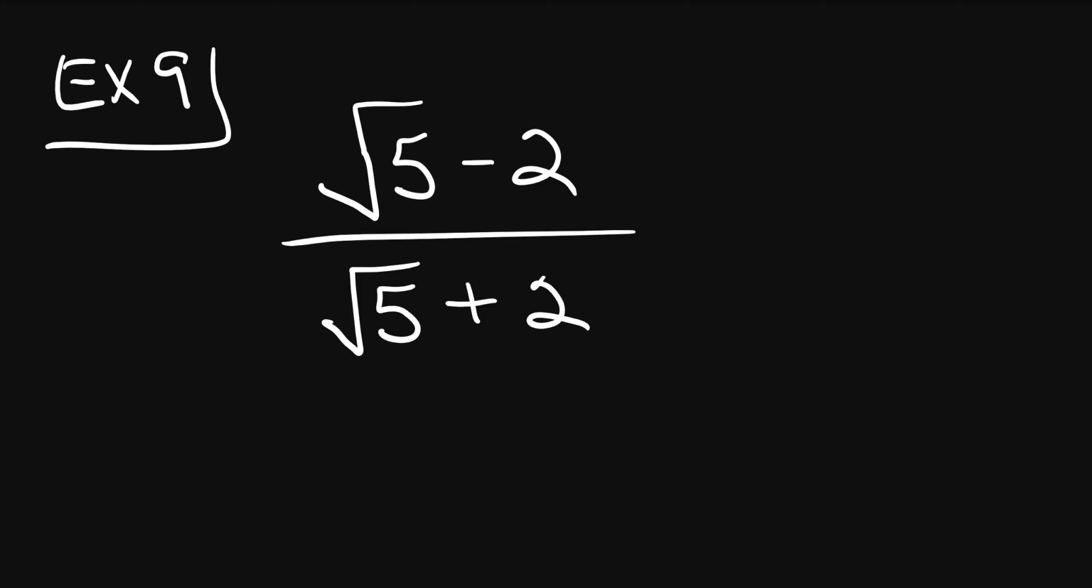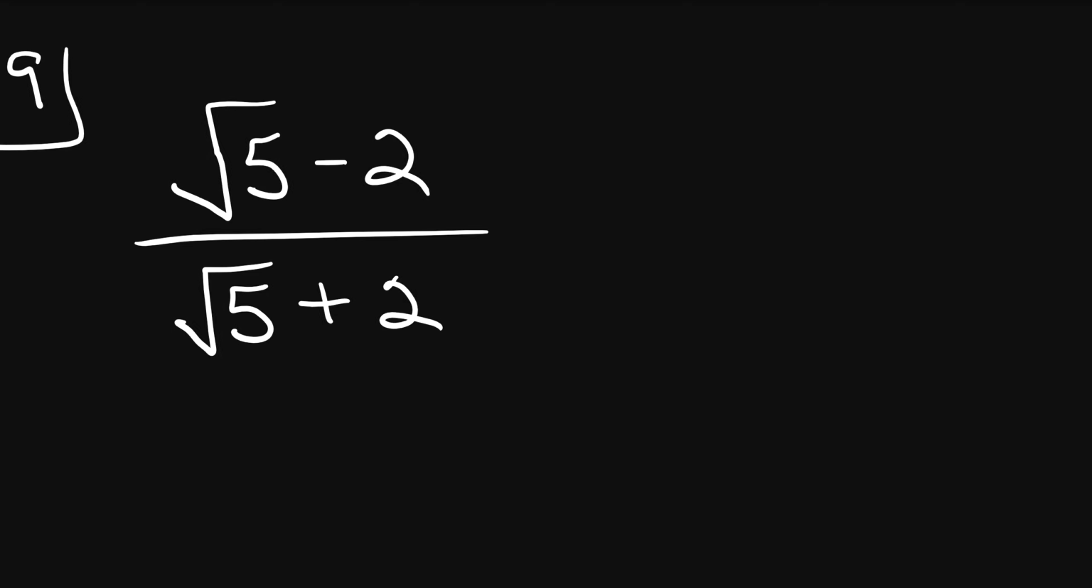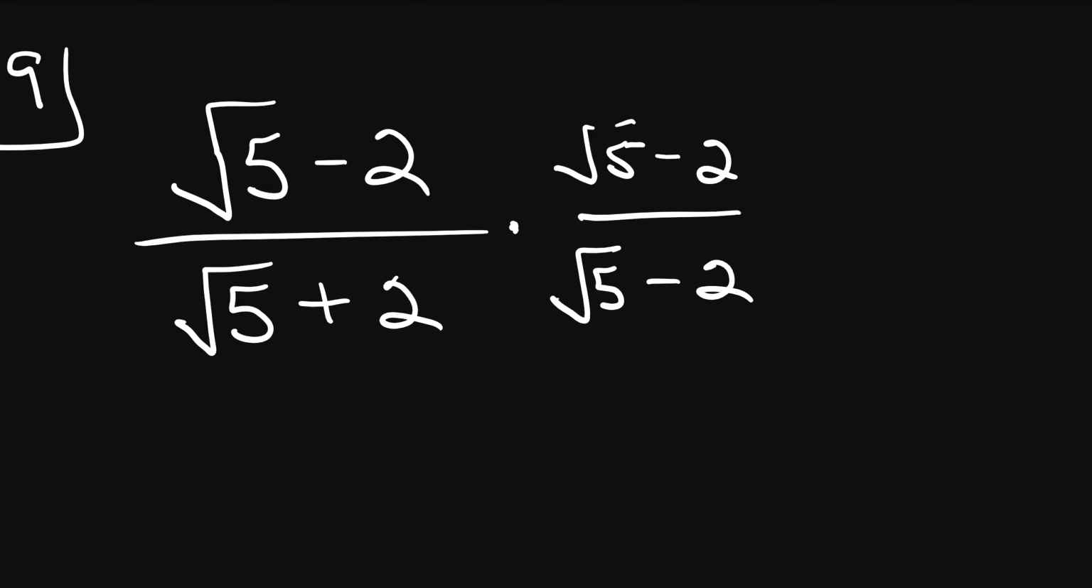Okay, and here is example 9. Looks like our last example. Let's rationalize this denominator because we have to get that radical out of the denominator. So that means I'm going to multiply top and bottom by the square root of 5 minus 2, square root of 5 minus 2, top and bottom again.